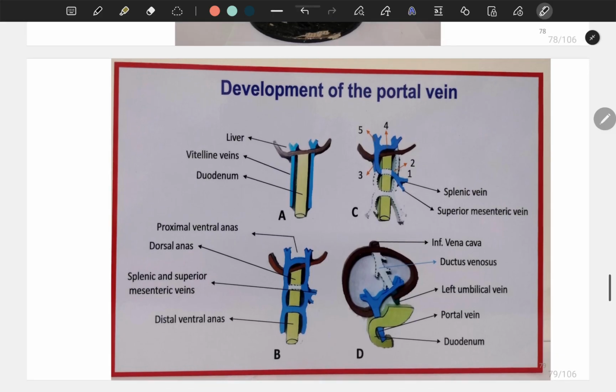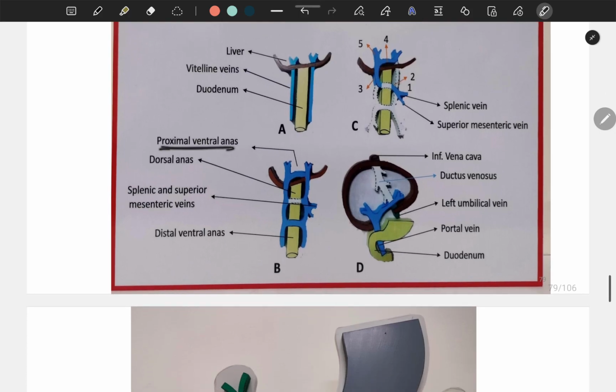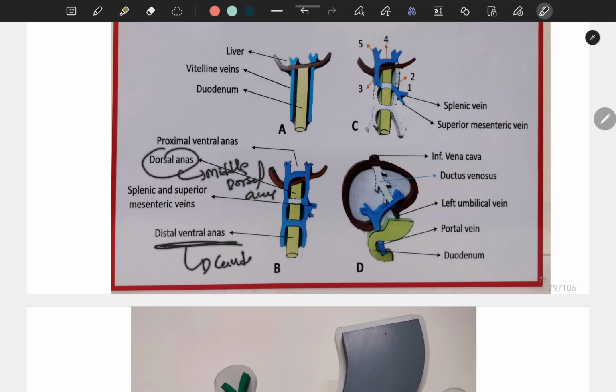So here also they have shown that only. This is liver here, vitelline vein, duodenum, and splenic vein, superior mesenteric vein. Here ventral anastomosis, proximal, that is cranial, dorsal anastomosis, distal ventral, this is middle dorsal anastomosis, this is caudal ventral anastomosis. Okay, now this superior mesenteric vein and splenic vein.